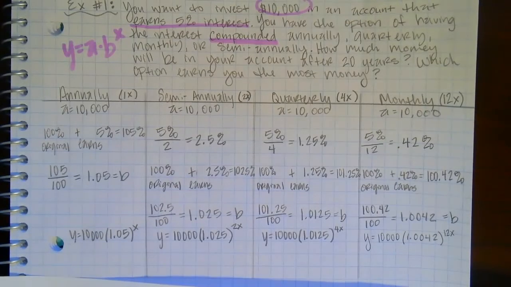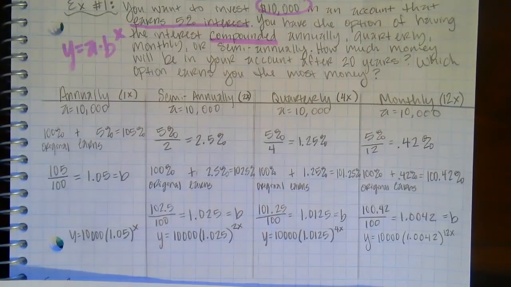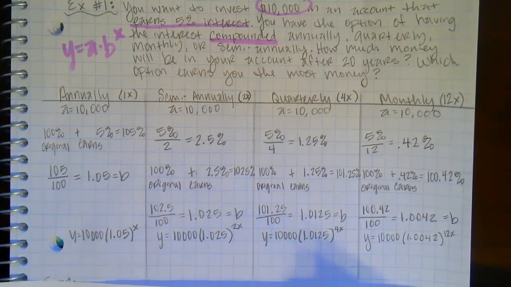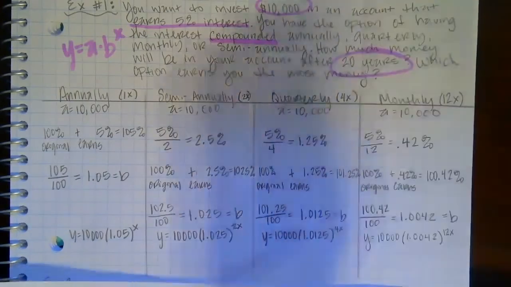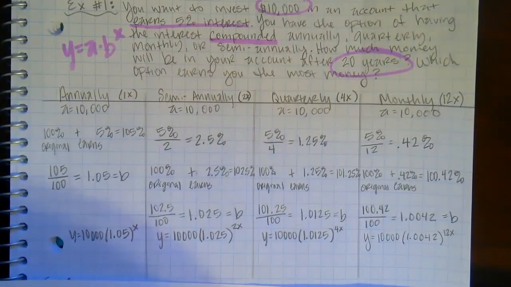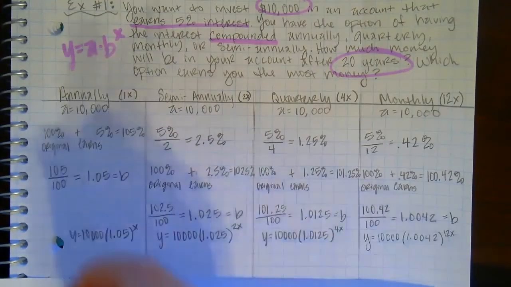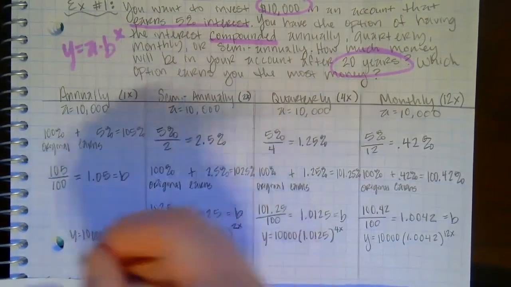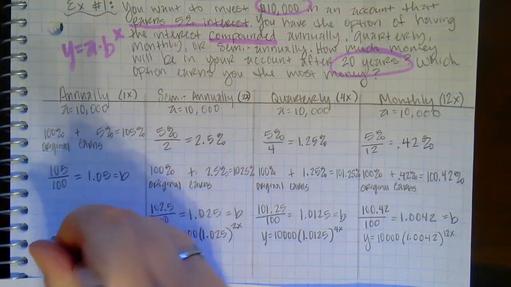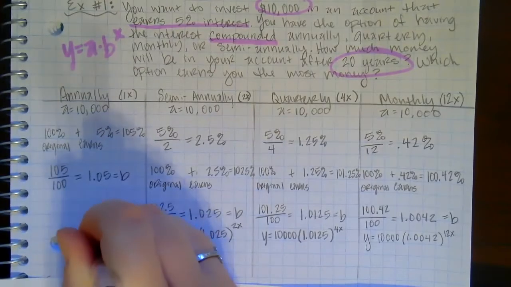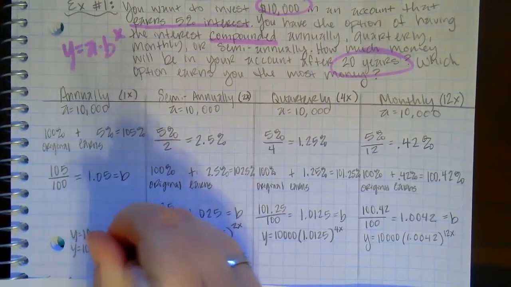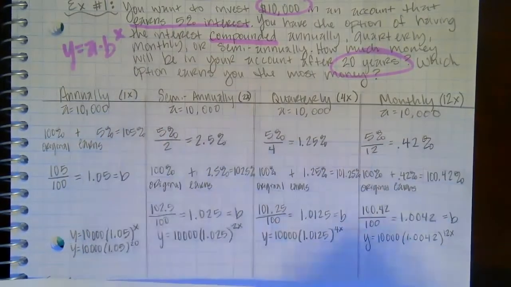Okay, now let's go back to our problem. Now that we have our 4 situations, we have our 4 equations, they want to know after 20 years. Okay, so I'm going to put in 20 for x in each one and see what I get. Okay, so y equals 10,000 times 1.05 to the 20th.